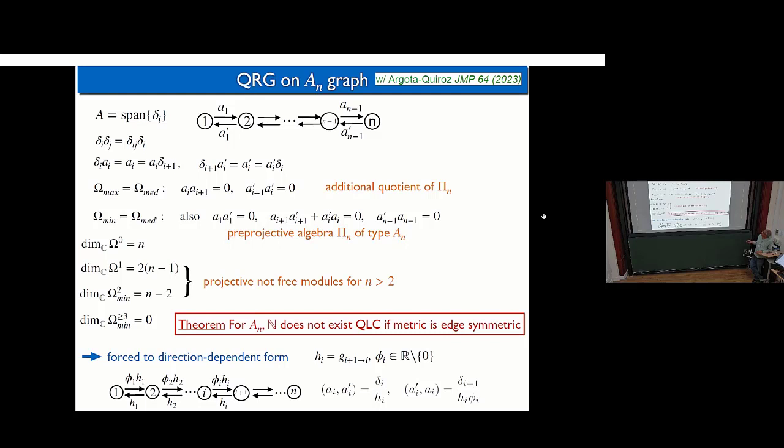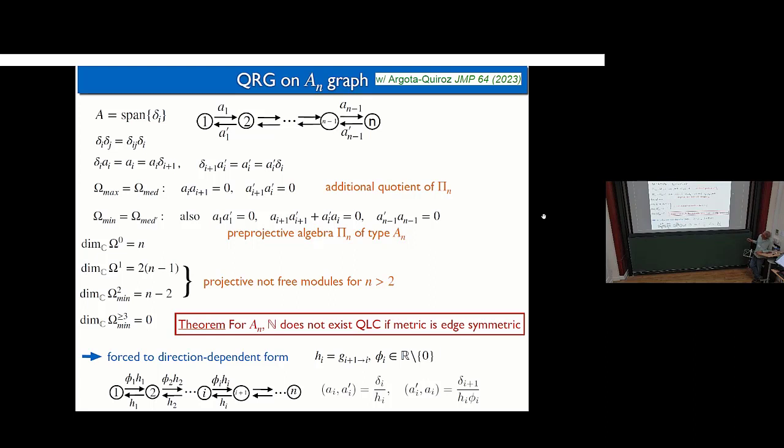Now, here's an example. This is going to be the A_n graph. So this is just a graph of a chain of n nodes. And I'm going to call these arrows a_i and the backward arrows a_i prime. And then, of course, this is just the relations of the algebra. These are the relations that tell you the bimodule structure that I told you. It's just everything's very explicit.